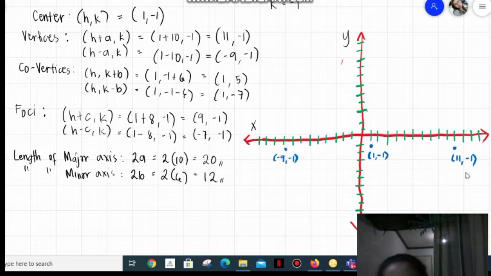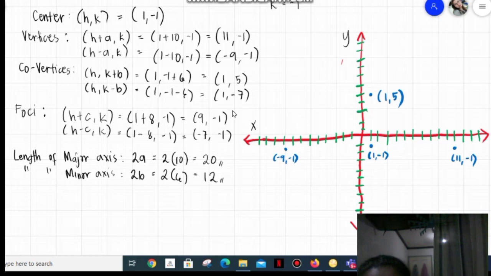So, next yung co-vertices naman natin, which is the (1, 5). So, 1 and then 5: 1, 2, 3, 4, 5. So, nandito si (1, 5).